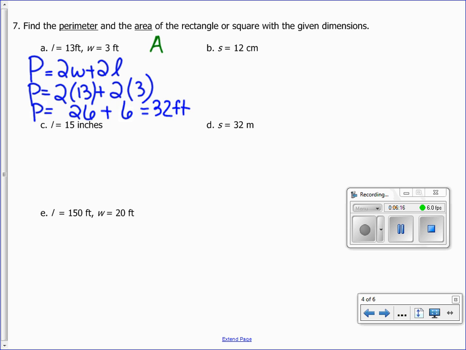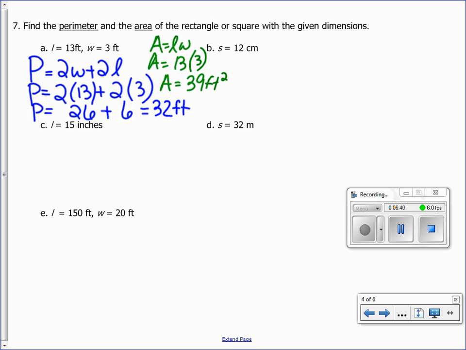Area, as you recall, the formula is area is equal to length times width. Our length is 13 feet times the width, which is 3 feet. 13 times 3 is 39. So your final answer will be 39 feet squared because we are finding the area.